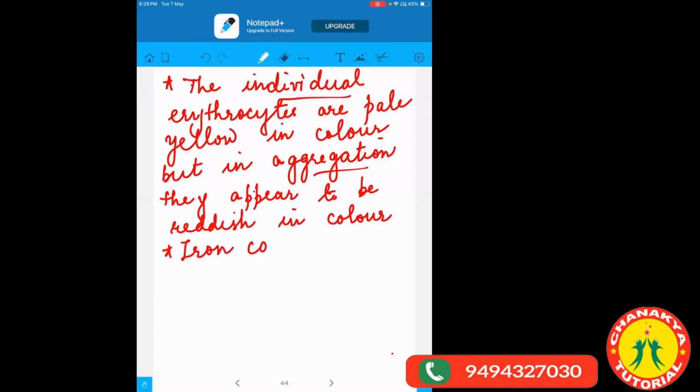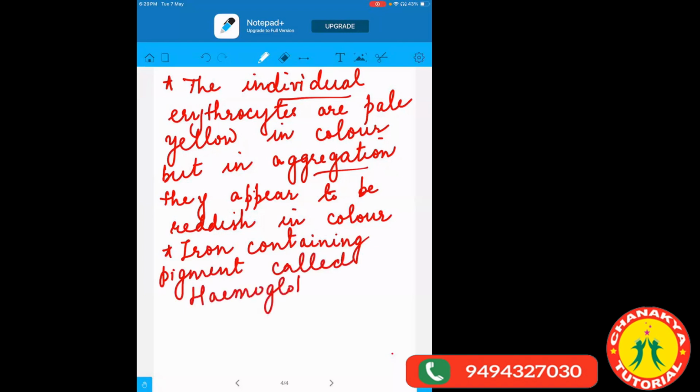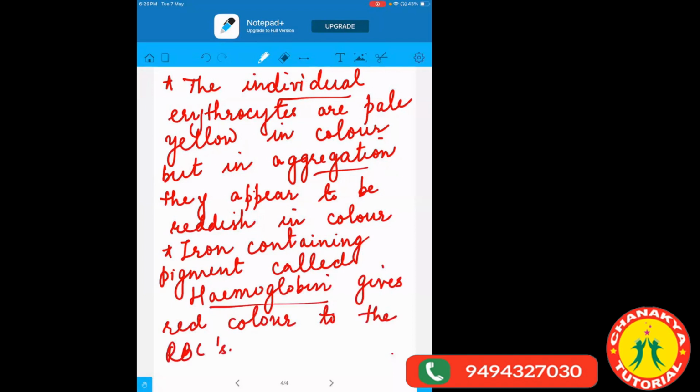They contain an iron-containing pigment, and that is called hemoglobin. So the name of the pigment which has the iron in it is called hemoglobin, and this hemoglobin gives red color to the RBC. So basically, due to this hemoglobin, they appear red in color. And if they ask you what is the name of the element present in the hemoglobin, that is iron, which is capital F and small e.